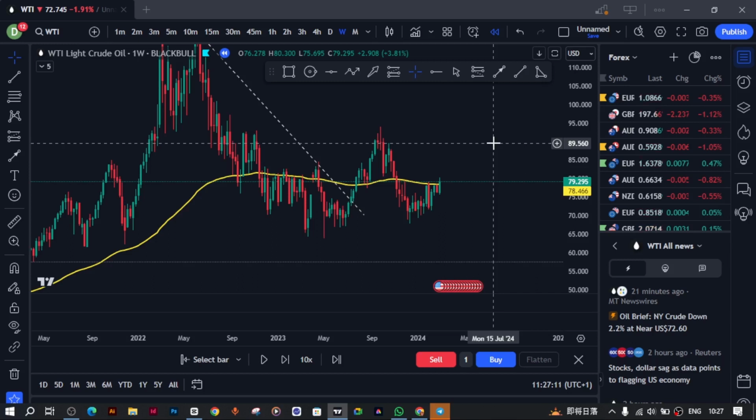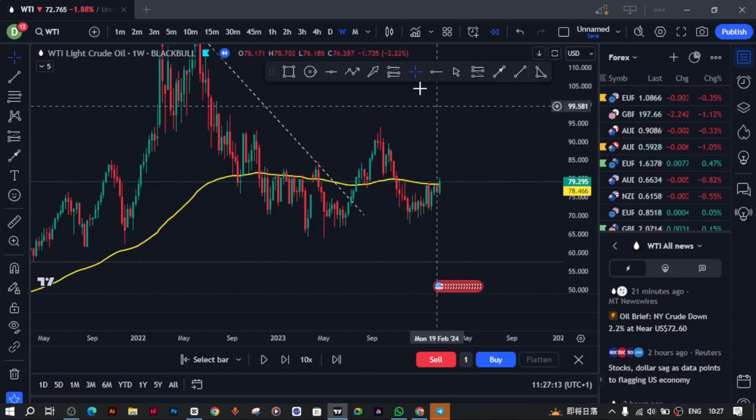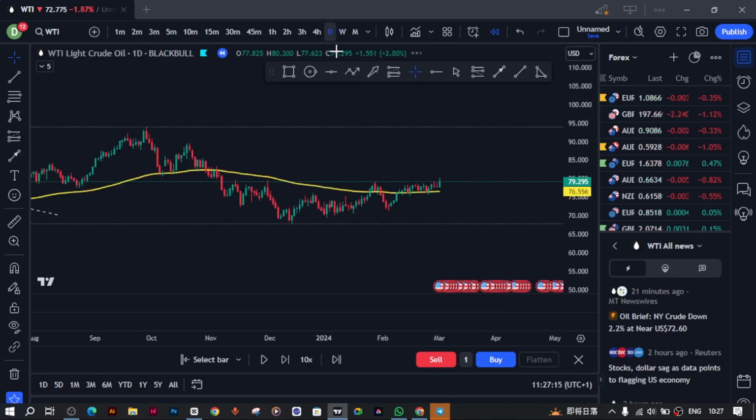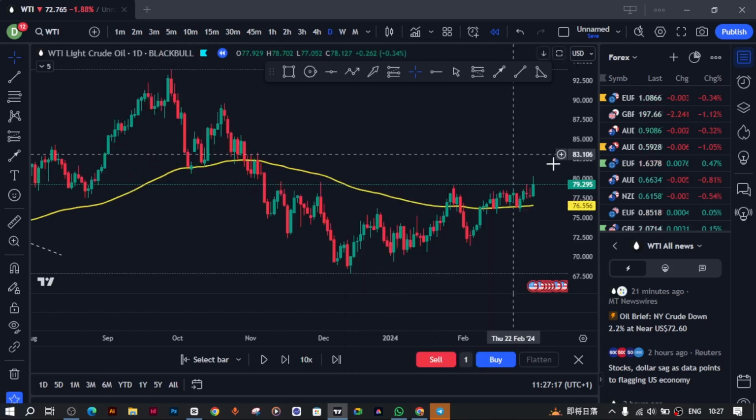After this, I don't trade the weekly time frame, so I'm just going to jump over to the daily time frame to see what is happening there.